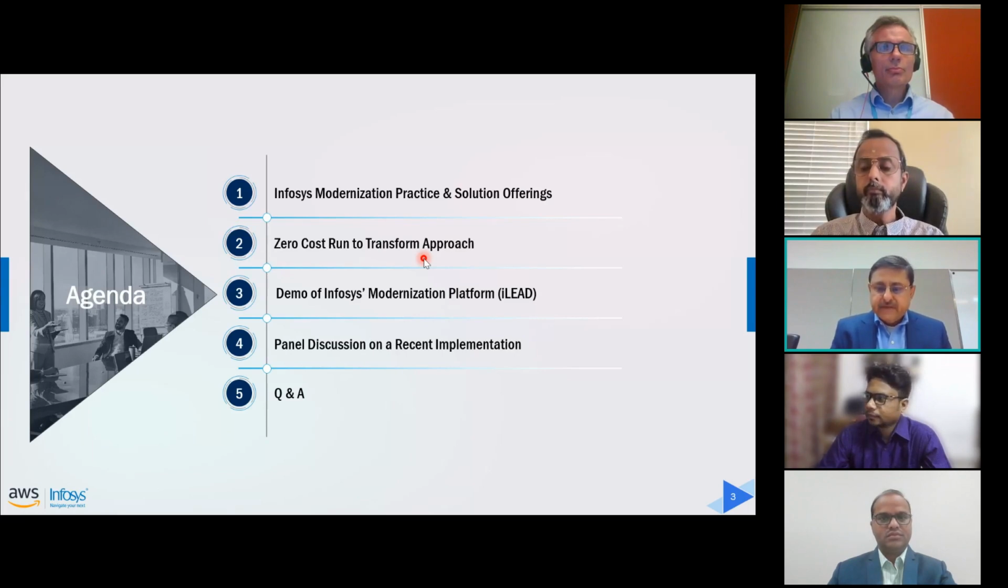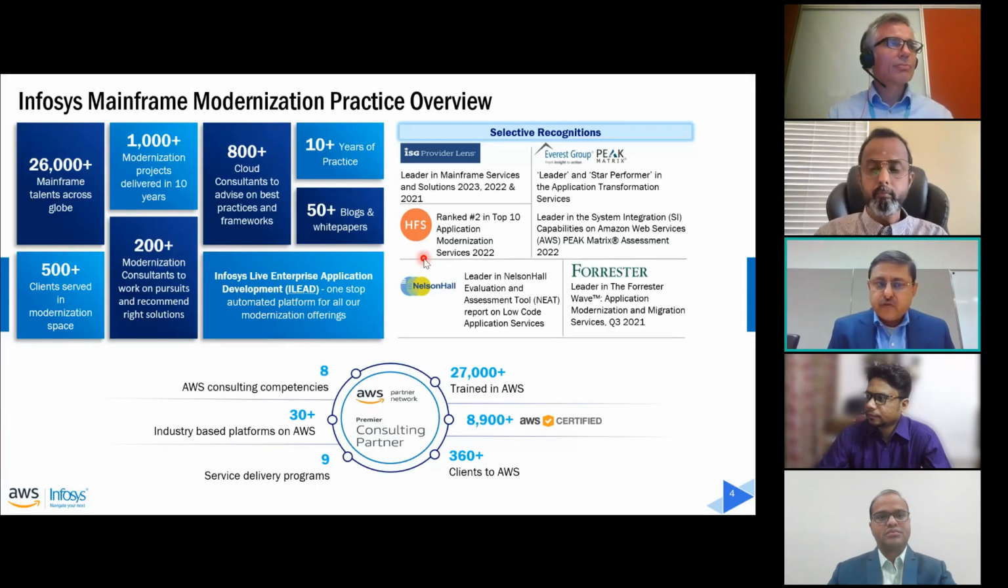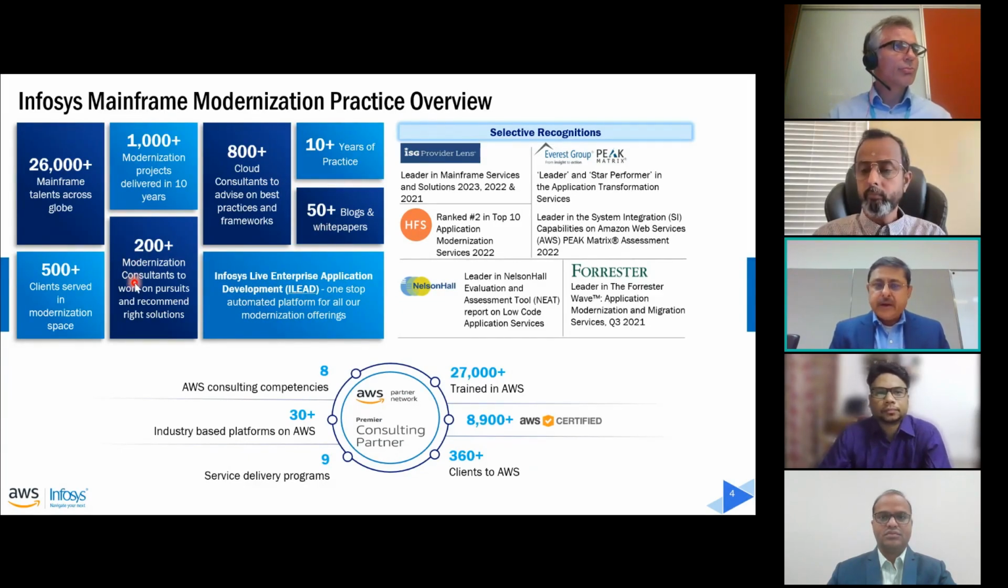Thank you. With that, let me start with our Infosys practice overview. As you see on the right-hand side, we have about 26,000 global talents, and we have done about 1,000 mainframe modernization projects in the last decade. The other thing is that we continuously train, so about 800 consultants are mainframe modernization experts as well as cloud experts. And all of these teams come together in the context of the clients to deliver the modernization program. We continuously do thought leadership, blogs, white papers, webinars like this. And we are constantly evolving our practice and working with more clients and helping them to modernize their mainframes.